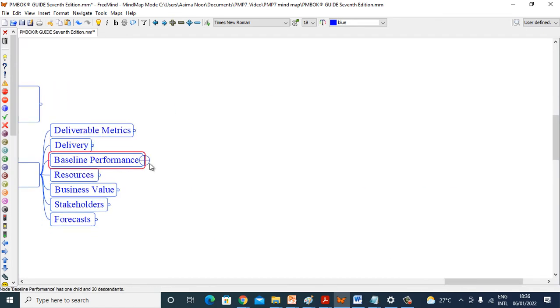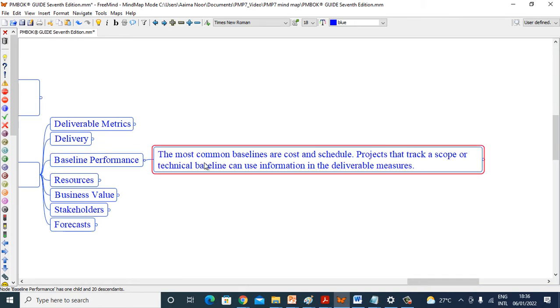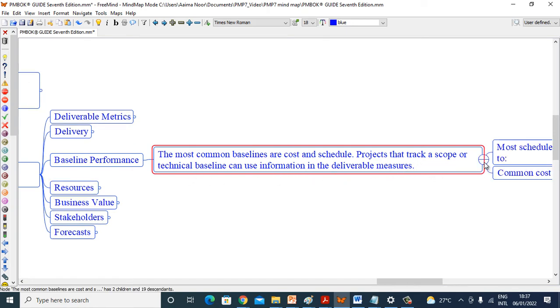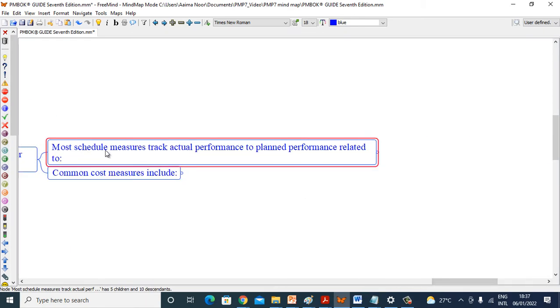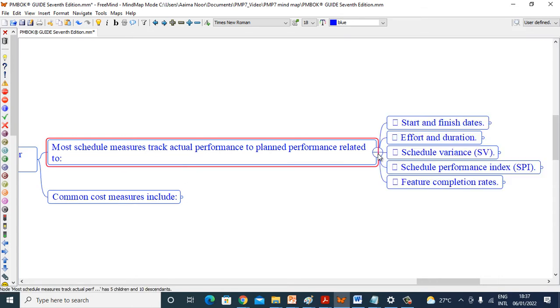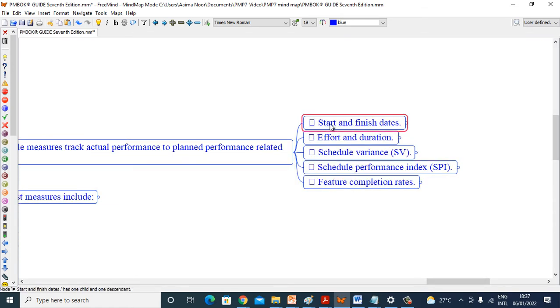Now we see baseline performance. The most common baselines are cost and schedule. Projects that track a scope or technical baseline can use information in the deliverable measures. Most schedule measures track actual performance to plan performance related to start and finish date, effort and duration, schedule variance, schedule performance index, feature and completion rates. So let's explore one by one.